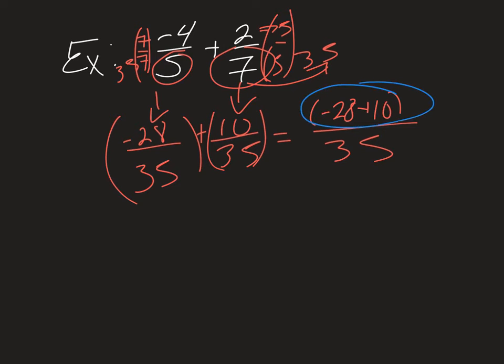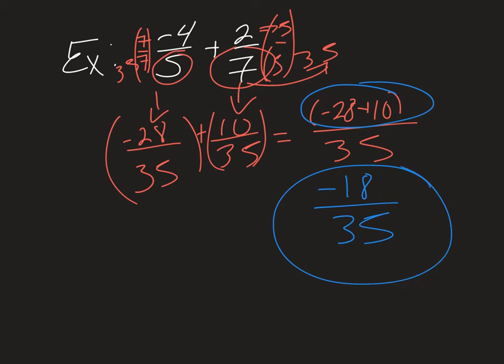And then we're going to simplify our numerator. So we're going to take negative 28 plus 10, which would be negative 18 all over 35. And that is how we would add two rational numbers.